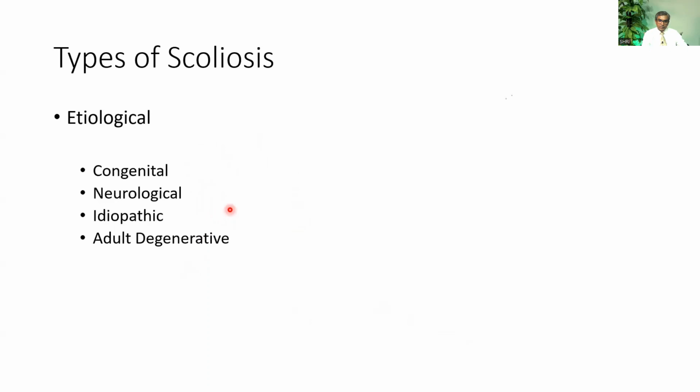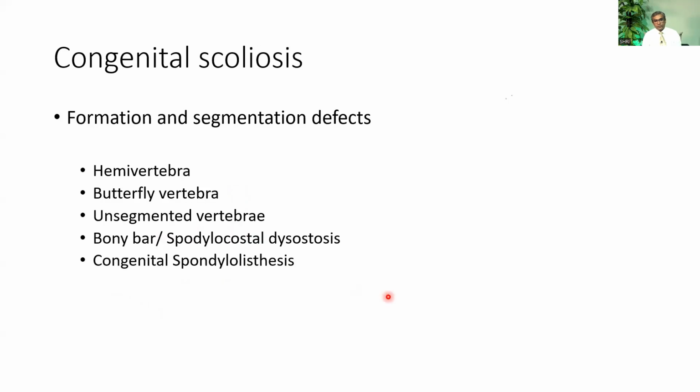So it can be congenital from birth. It could be due to neurological problems. Idiopathic in the sense we don't know what the cause is. And later on in life, due to degenerative process in adults also, you can get scoliosis. Let's move on to congenital scoliosis first.